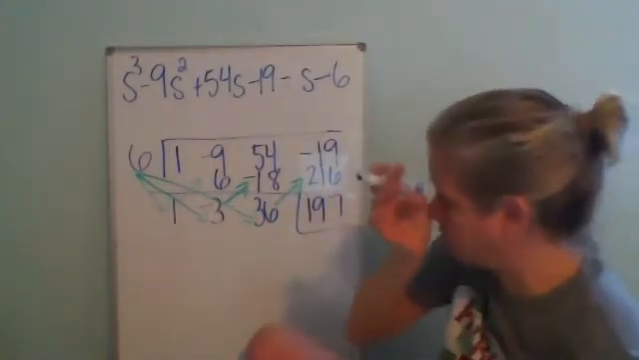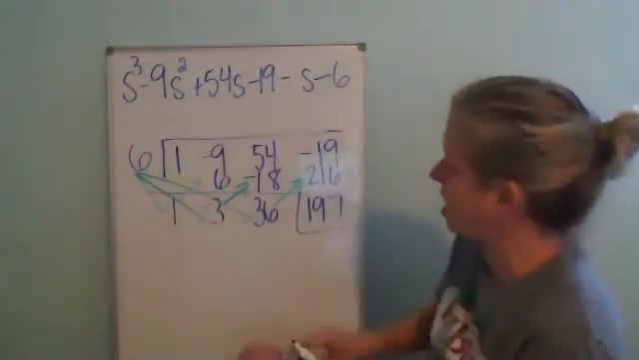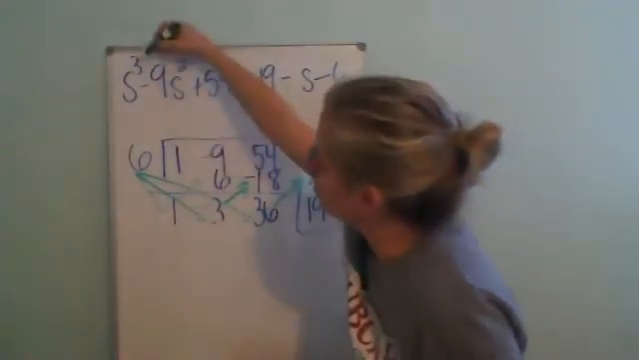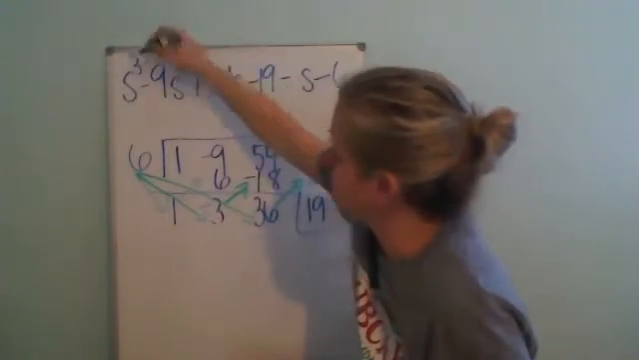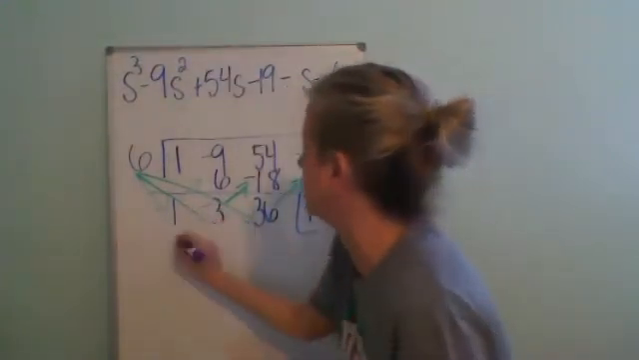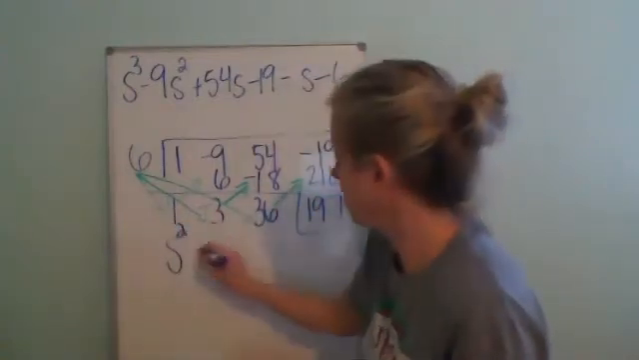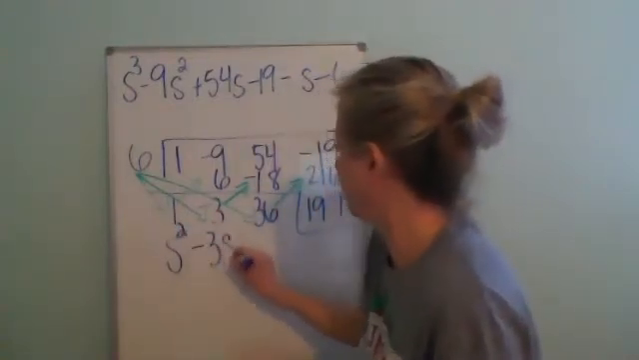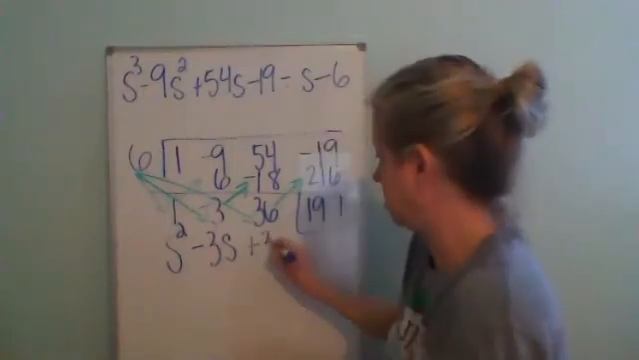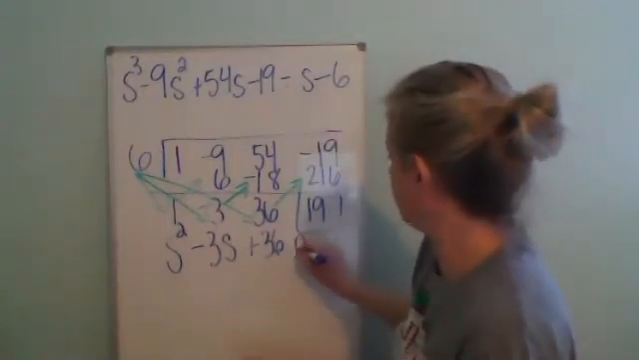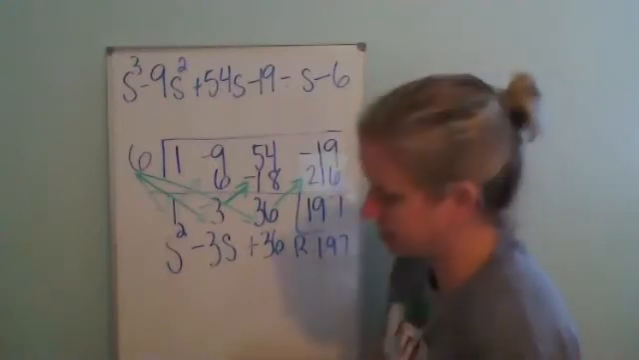So let's see, these are the coefficients of my answer. Again, start with 1 exponent down from s to the 3rd, which means this is gonna start off with s to the 2nd. Bring down the -3s, and then the plus 36 with a remainder of 197.